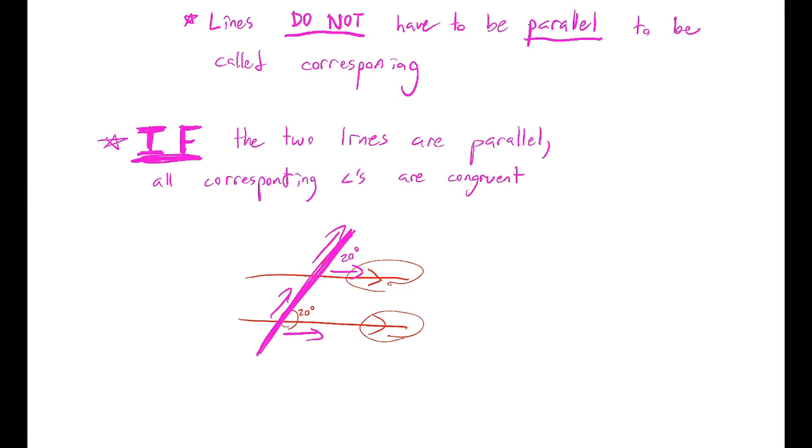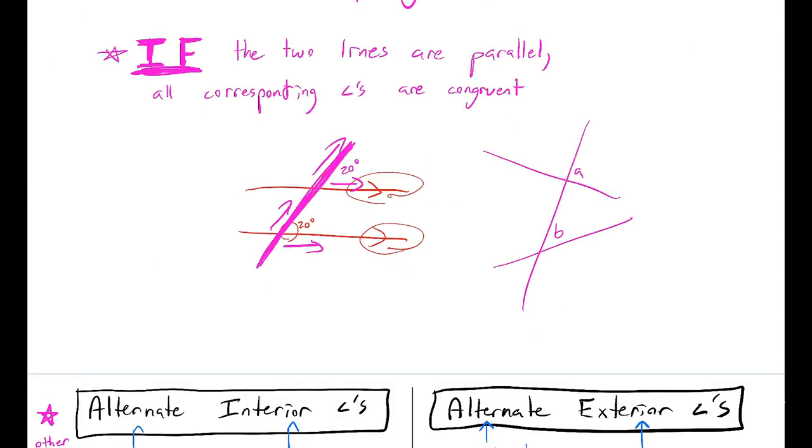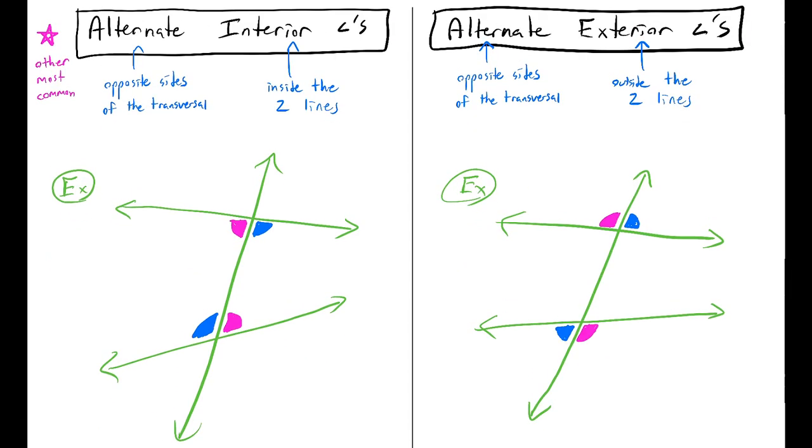However, again, we still use the vocabulary corresponding angles even when two lines are not parallel. This would still be corresponding, A and B would still be corresponding angles, even though the lines aren't parallel. All right, alternate interior angles. So alternate just means opposite sides of the transversal. So here this pink line is the transversal, okay?